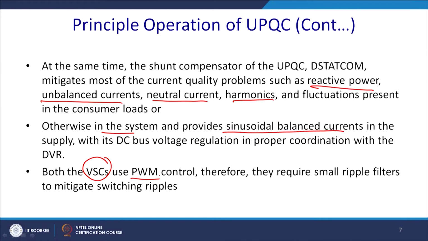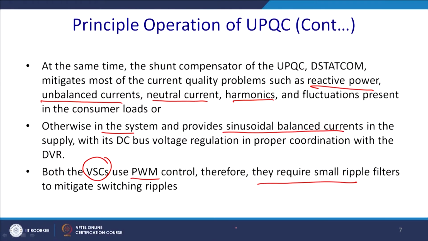Both voltage source converters use PWM control, but in some cases the DSTATCOM may use a hysteresis controller for the sake of simplicity. But there is a problem with the hysteresis controller, which we have discussed in previous classes: it is not a constant frequency operation, so designing the inductor and all those things is complex. But the advantage of the hysteresis controller is that it is simple, because you need not tune the PI controller. If it is made by PWM control, it will require a small ripple filter to mitigate the switching ripple. It is applicable for both hysteresis control as well as PWM control.